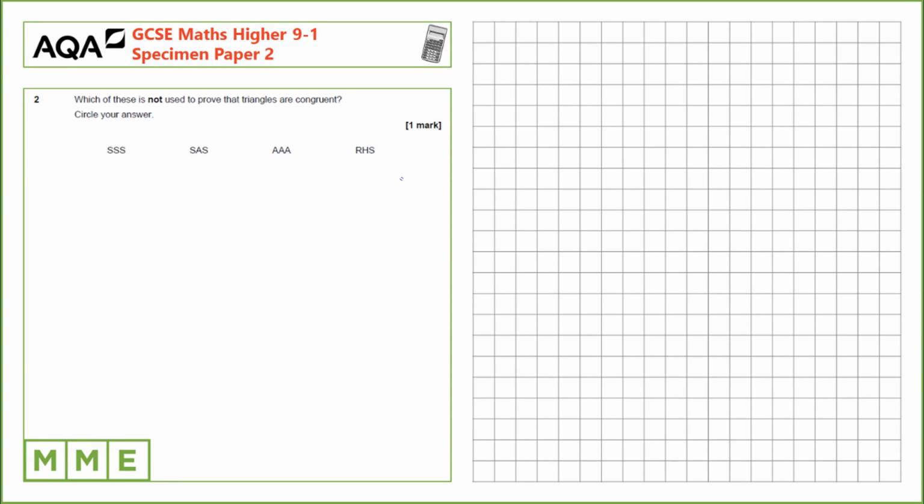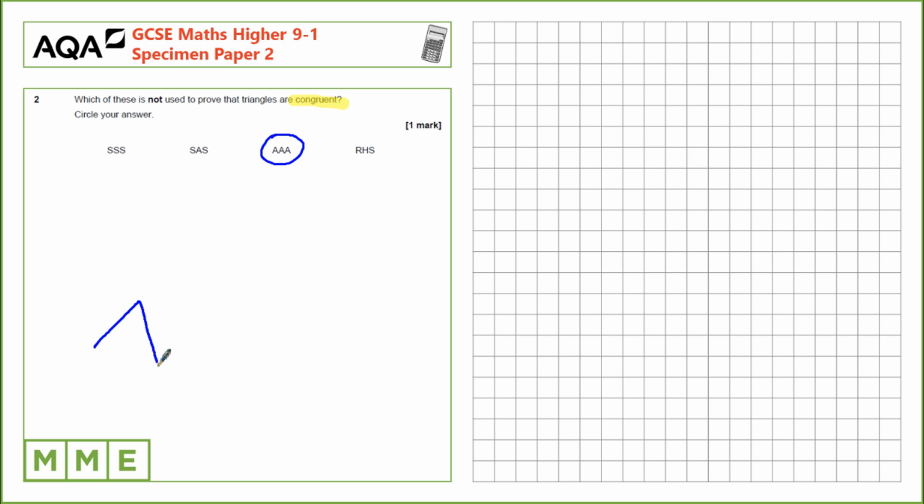Question 2. Which of these is not used to prove that triangles are congruent? Circle your answer for 1 mark. The answer here is angle, angle, angle. And the reason for that is, if we want to know that two triangles are congruent, then that means they need to be exactly the same in size and in angles.